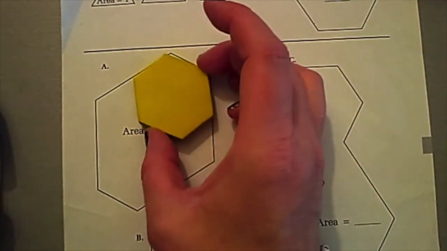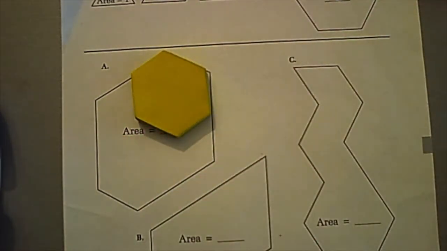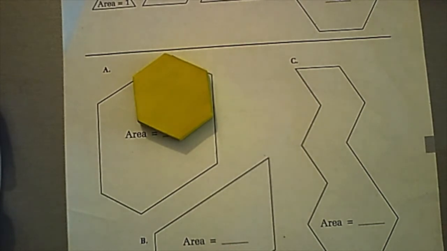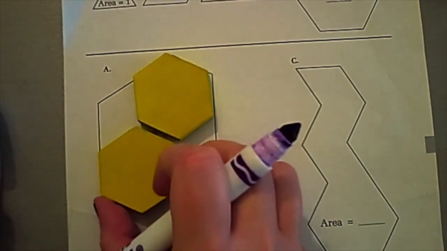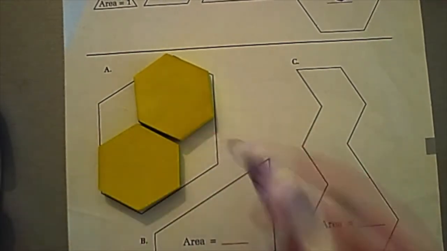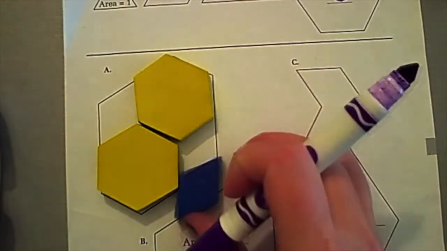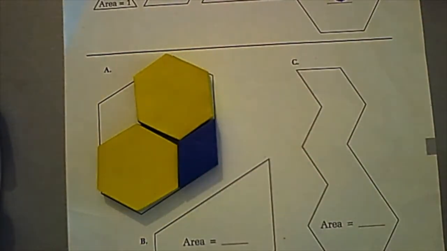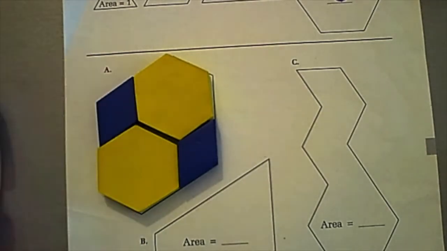What I like to do is use my big pieces first. So for A, I can fit one right there. I think I can fit another one right there. And then if you look on either side, we have 2 diamond pieces. 1 and 2. So now we're going to do the math.